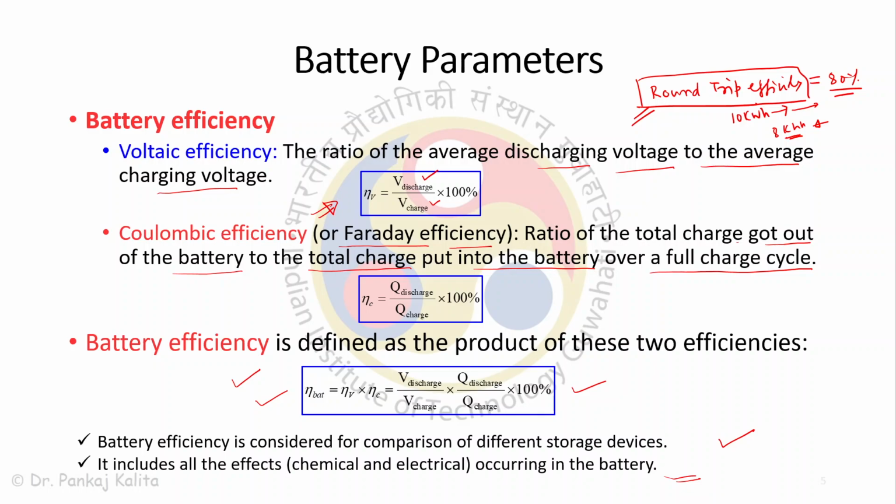These terms, battery efficiency, voltaic efficiency, Coulombic efficiency, are very important. Voltaic efficiency is the ratio of average discharging voltage to the average charging voltage. So you can see voltage discharge by voltage charge. Similarly, for Coulombic efficiency, here it is voltage, there it will be current. The battery efficiency is basically the product of these two.